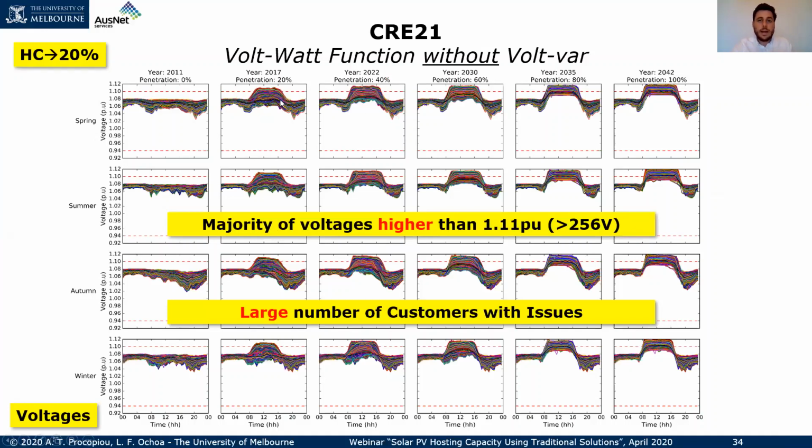And what you can see here is that the voltages, as we increase the penetration level, are increasing as well. We can see more and more of these voltage profiles violating the statutory voltage limits, the upper statutory voltage limit. The majority of these voltages are always higher than 256 volts, and we have a large number of customers being at that level.